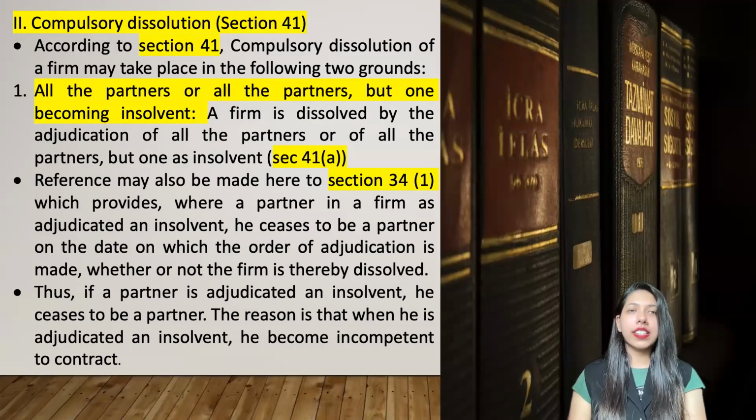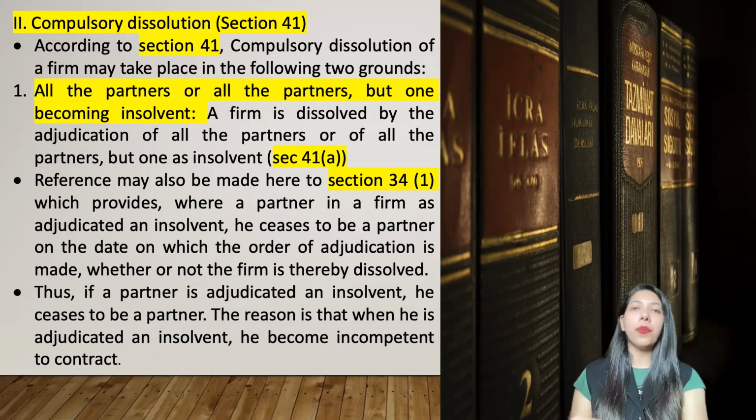Next, second one is compulsory dissolution based on section 41. So according to section 41, compulsory dissolution happens on certain grounds. The first point is all the partners, or all the partners but one, becoming insolvent.